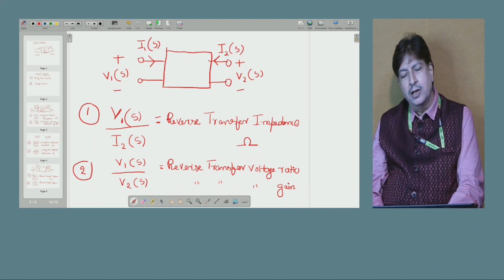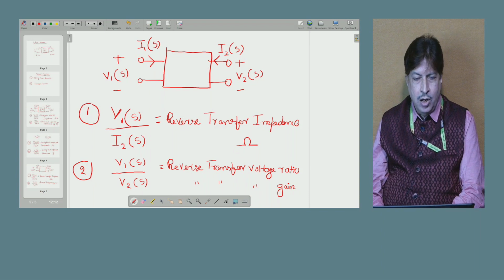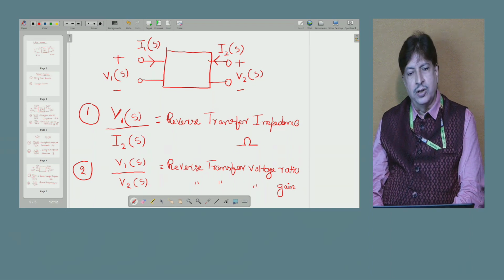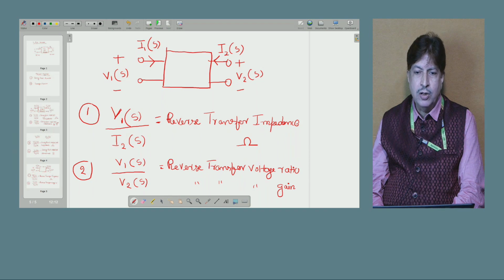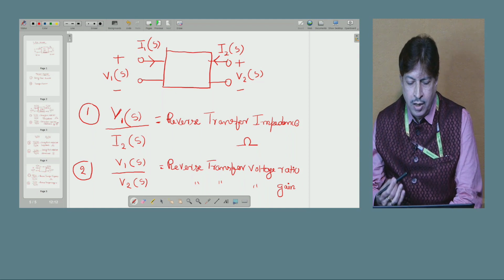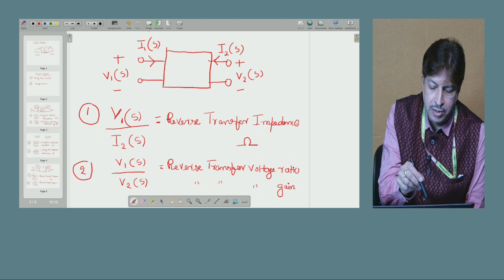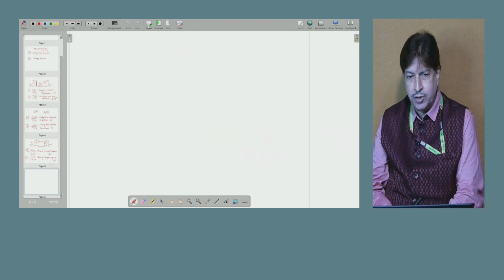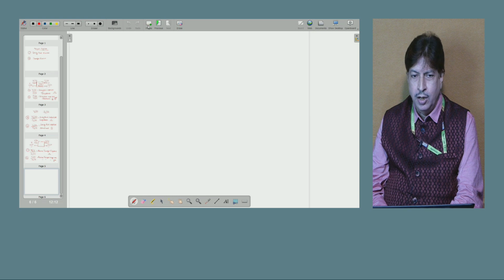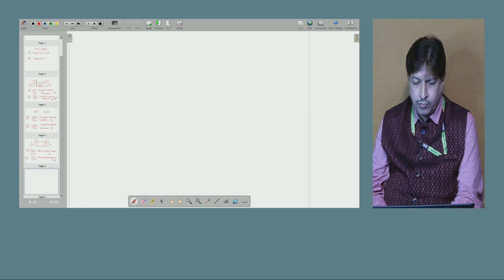Whenever we say voltage gain or voltage ratio, it has some constant value, with no unit at all. Reverse transfer voltage ratio or voltage gain. Now let us explore what could be the third possible transfer function for a given two-port network.